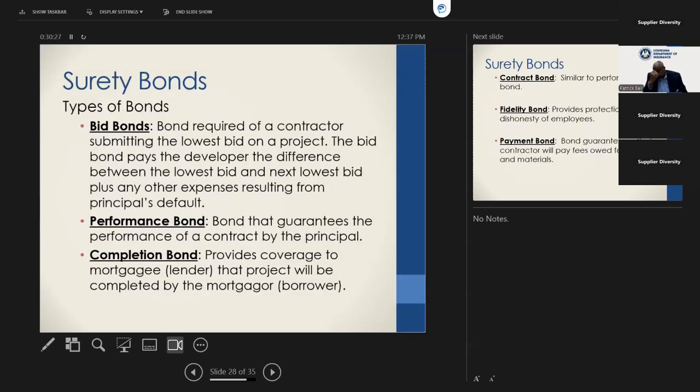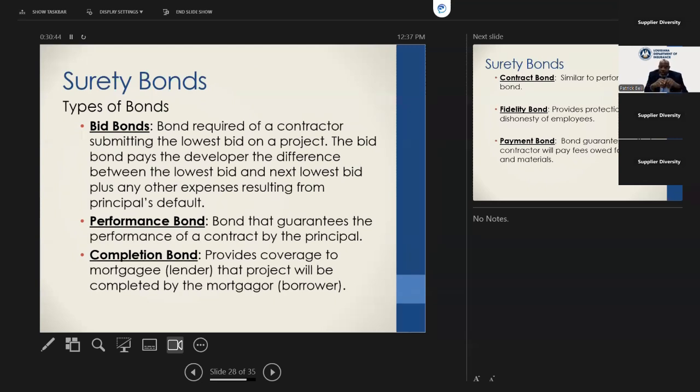So there are numerous types of surety bonds. Bid bonds. That is a bond required of a contractor submitting the lowest bid on a project. The bid bond pays the developer the difference between the lowest bid and the next lowest bid, plus any other expenses resulting from the principal's default.